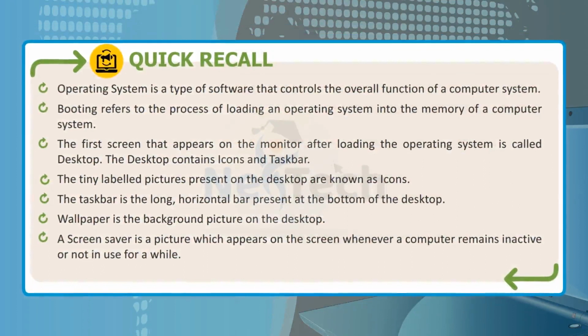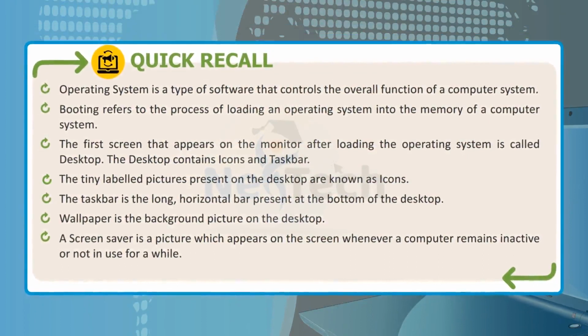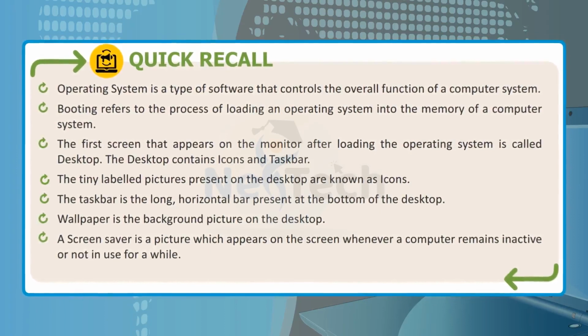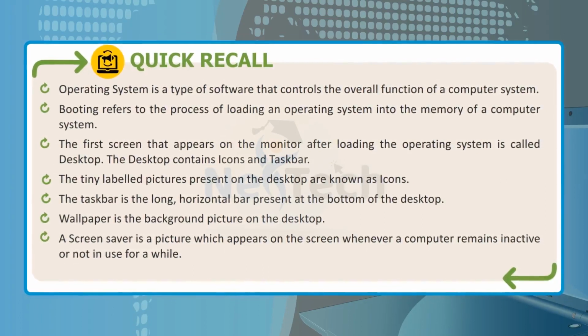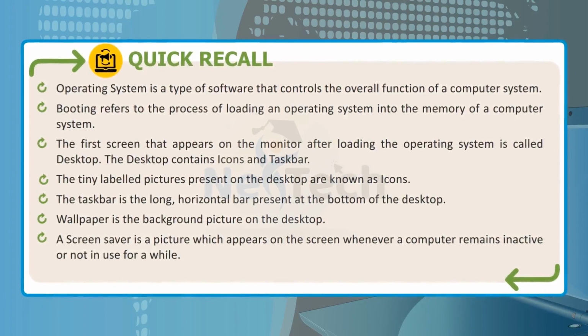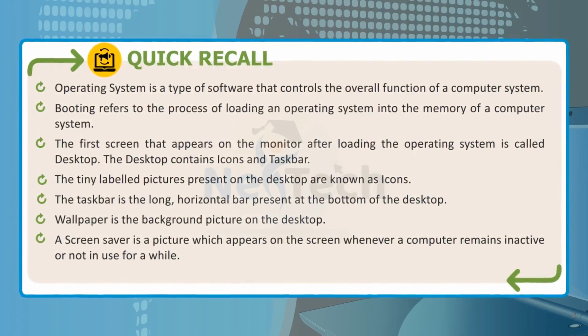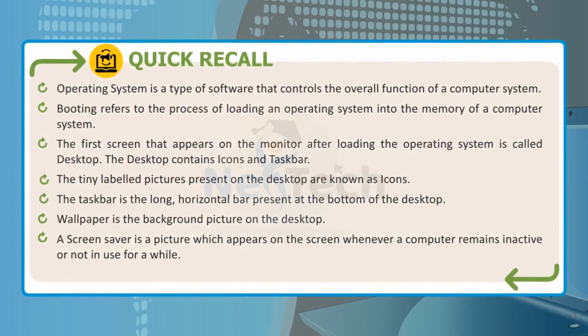Quick recall. Operating system is a type of software that controls the overall function of a computer system. Booting refers to the process of loading an operating system into the memory of a computer system. The first screen that appears on the monitor after loading the operating system is called the desktop. The desktop contains icons and a taskbar. The tiny labeled pictures present on the desktop are known as icons. The taskbar is the long, horizontal bar present at the bottom of the desktop.